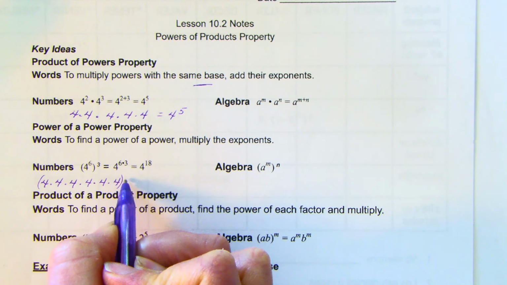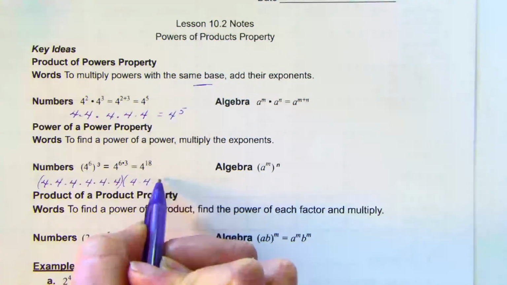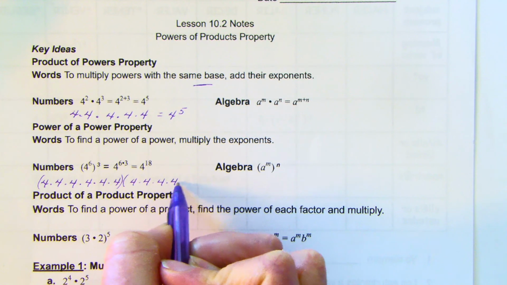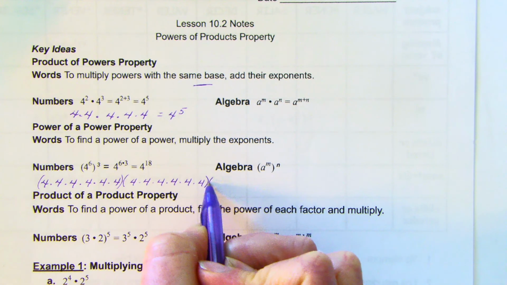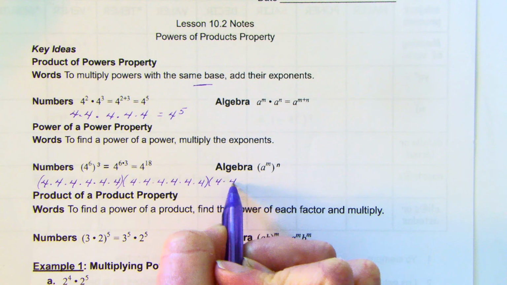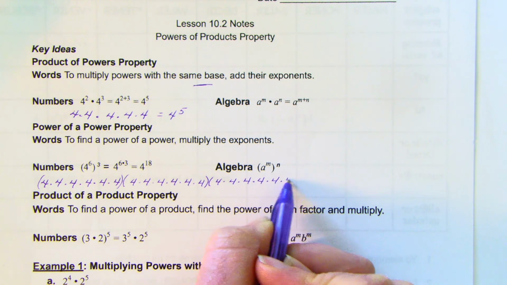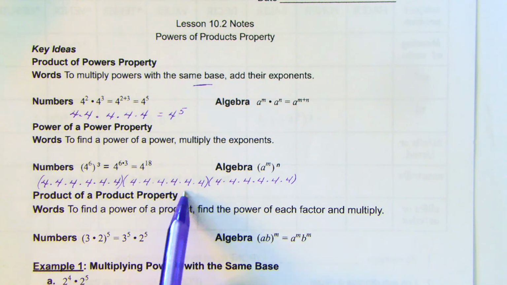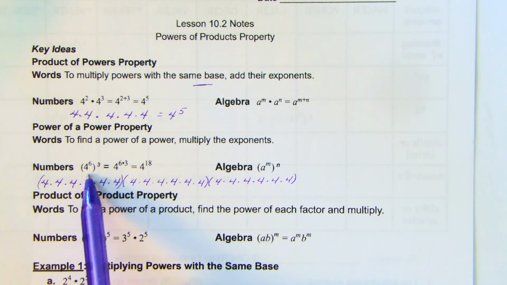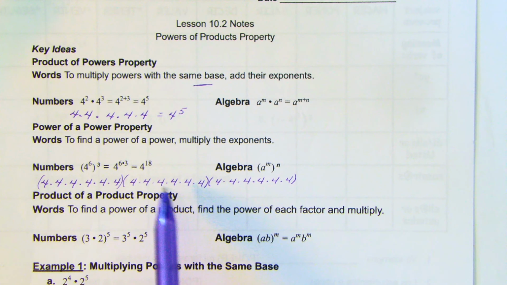And then you would multiply that by 4 to the 6th: 1, 2, 3, 4, 5, 6. There it is 2 times. And again, 1, 2, 3, 4, 5, 6. So there's 4 to the 6th 3 times, 4 to the 6th to the third power. And if I count those all up, I've got 4 to the 18th power.